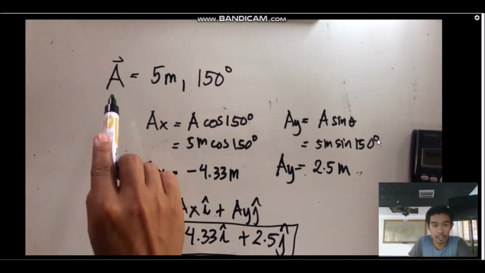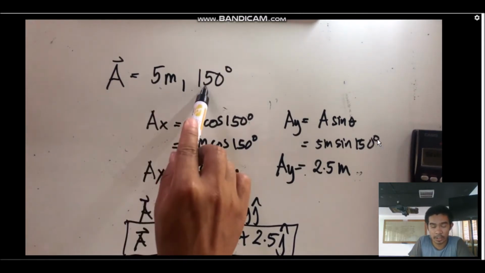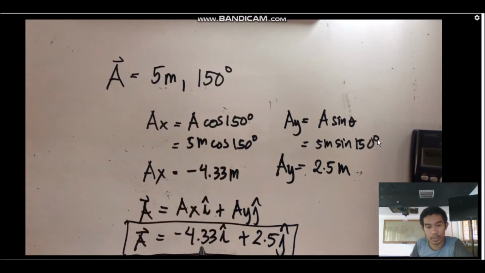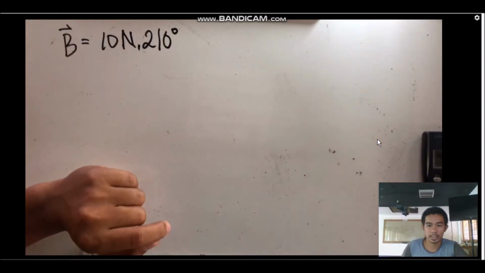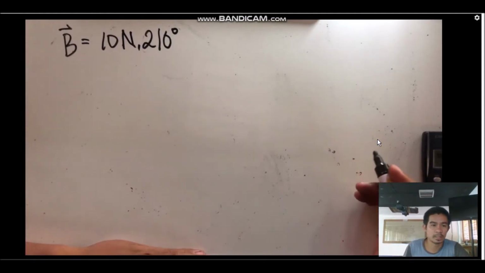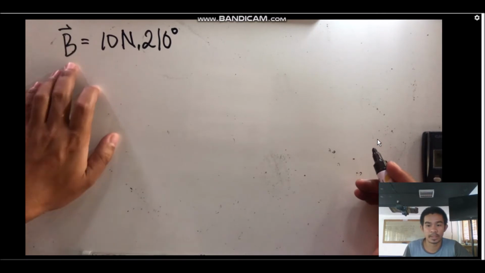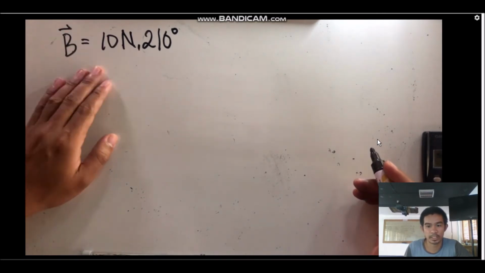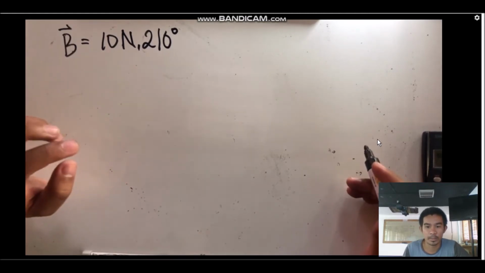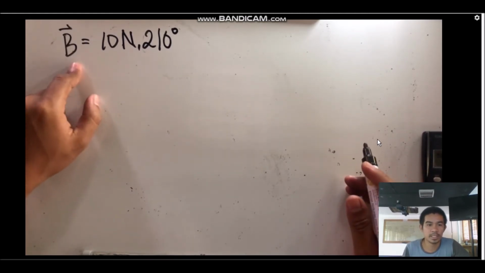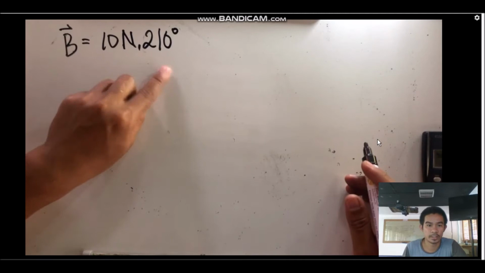So this is how you express vector A. Since vector A is expressed in magnitude and direction, we can express that in terms of x and y components. Okay, so let us have another example of a vector expressed in magnitude and direction, and then we'll express that in terms of components. So we have vector B equals 10 Newton, 210 degrees.